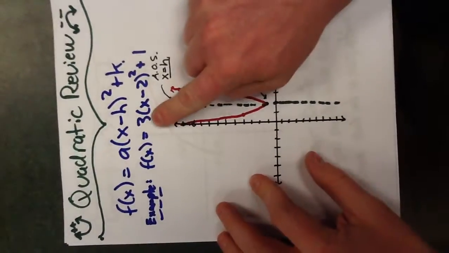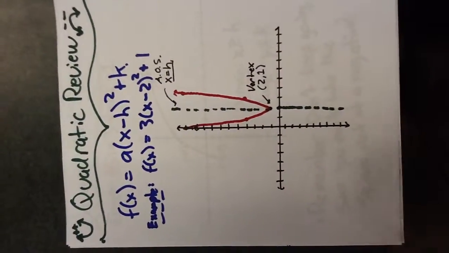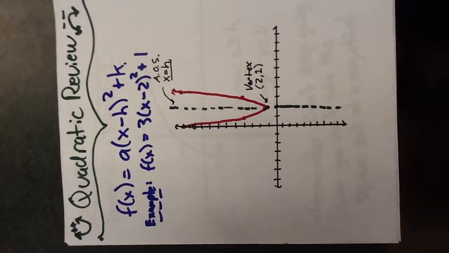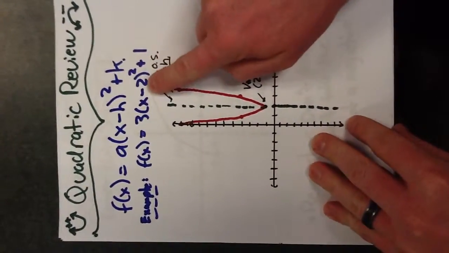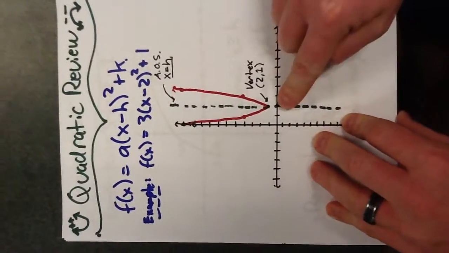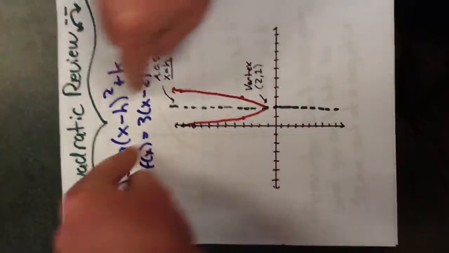Example, we have a 3. 3 meaning that it does what? We should say narrower, or we could say stretch. Either way, it's your call. Minus 2 means I go to the right 2, and then I go up 1. There's my point. There's my stretch.